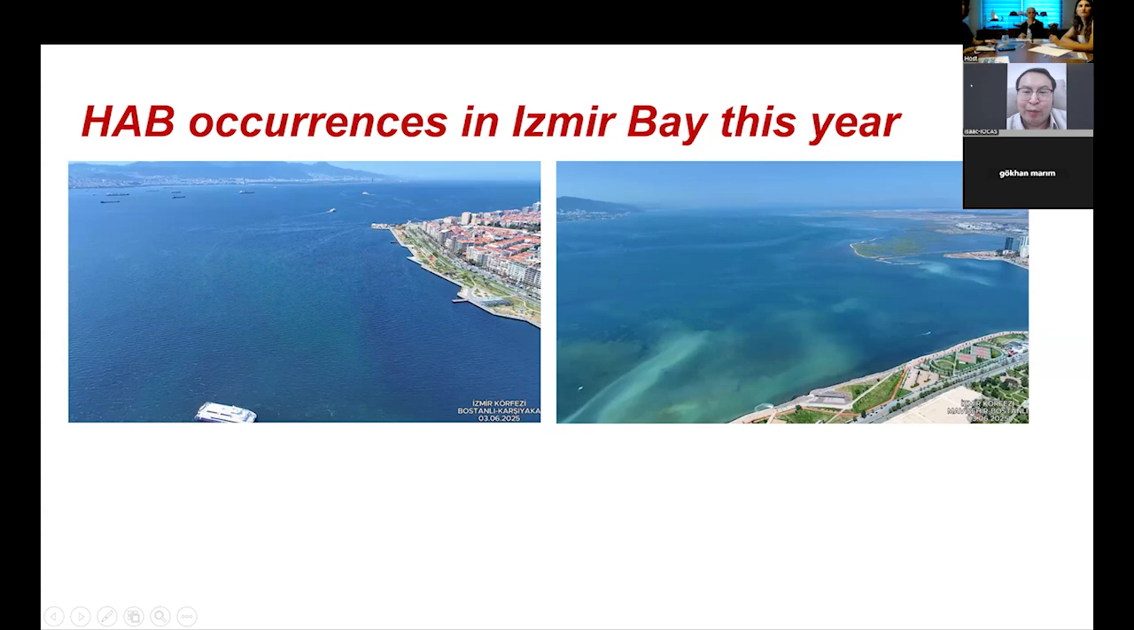From the left picture, we can see the color is brown, especially in the coastal place. And at the right picture, we can see the green color waters along the coast.